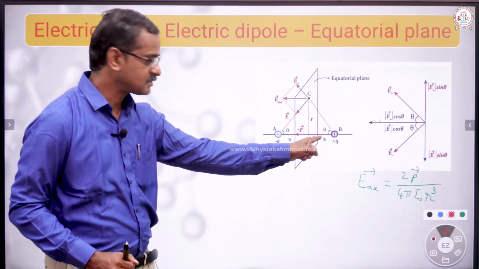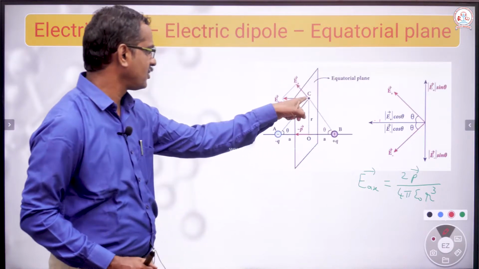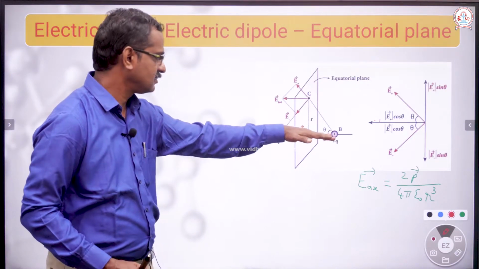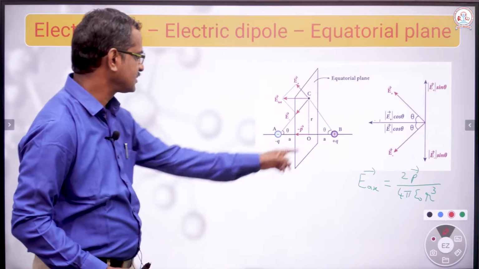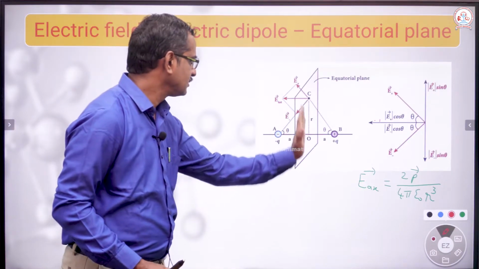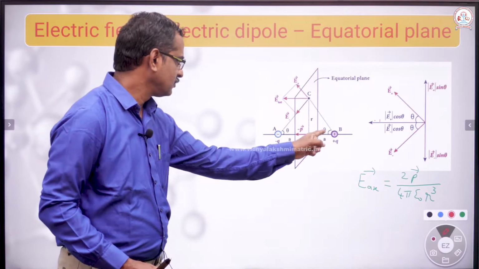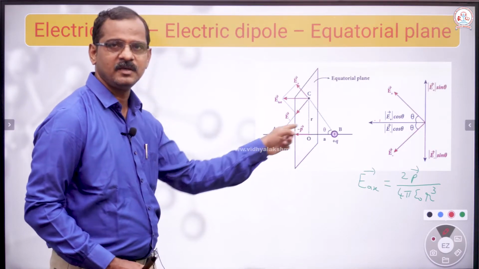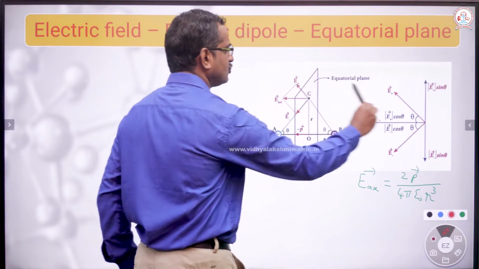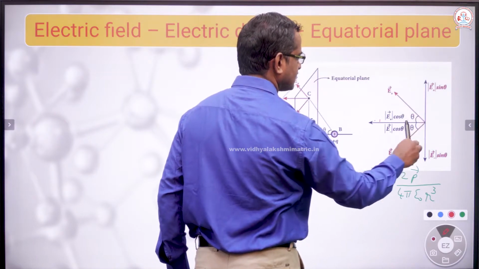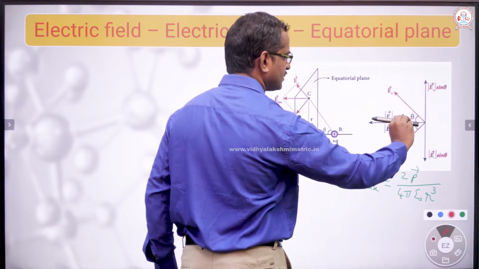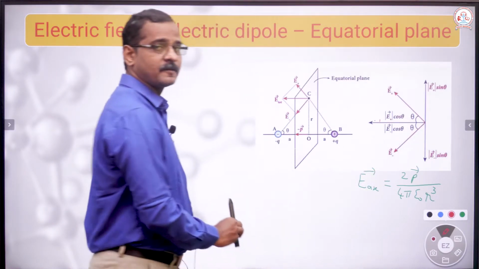Theta is the angle between the line which joins the point C with the charge and the axial line of the dipole. As point C is considered along the equatorial line, both these angles will be equal. This theta and this theta will be equal. So this electric field is resolved into two components, sin theta and cos theta. This is theta, therefore this is the opposite side, which is sin theta, and this is the adjacent side, which is cos theta.